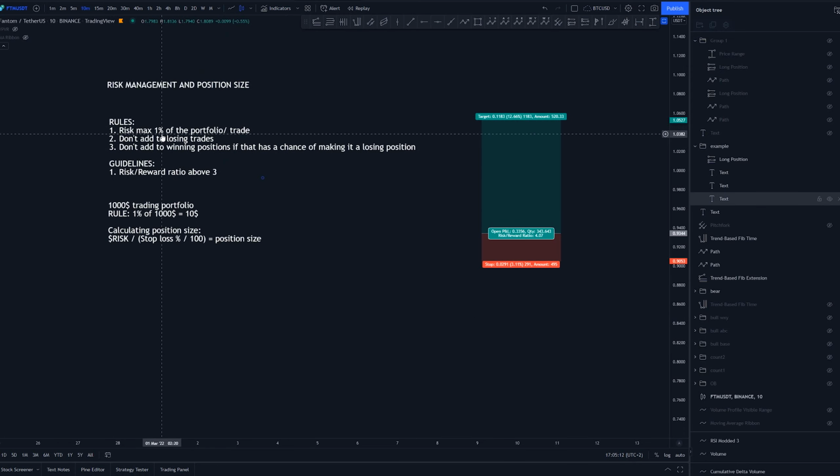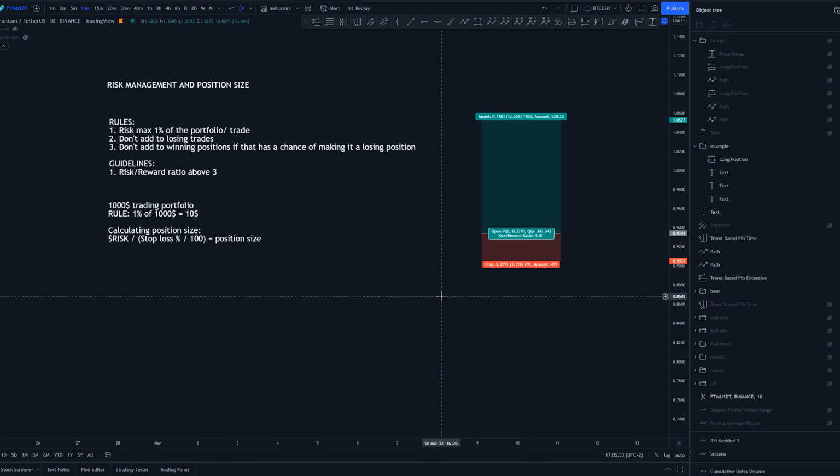Now, I've got a few rules and a guideline helping you to determine whether to take a trade at all. The rules are something that I follow 100%, and the guideline is something that I strive towards. Now, rule number 1 is simple.